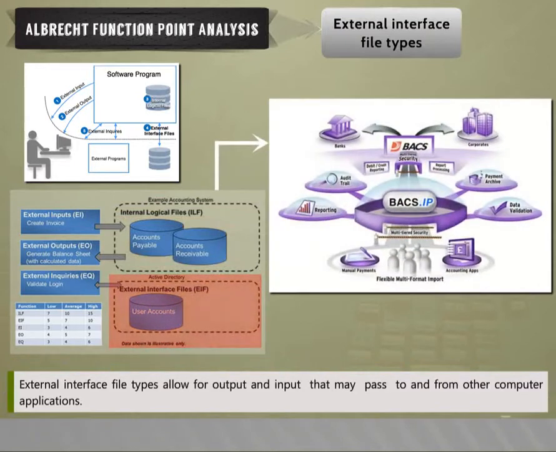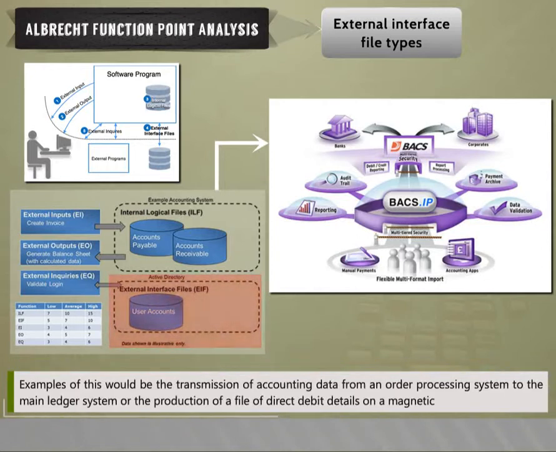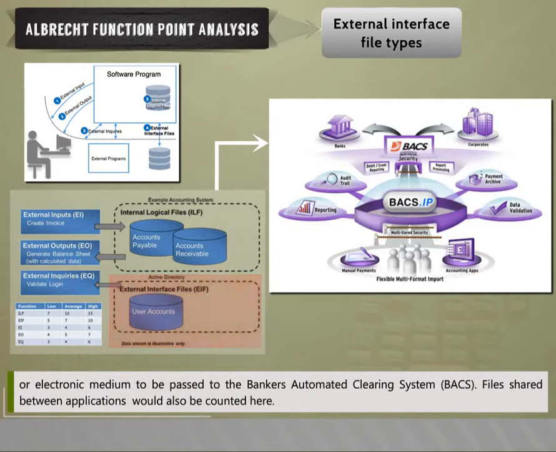External interface file types allow for output and input that may pass to and from other computer applications. Examples of this would be the transmission of accounting data from an order processing system to the main ledger system, or the production of a file of direct debit details on a magnetic or electronic medium to be passed to the banker's automated clearing system, that is BACS. Files shared between applications would also be counted here.